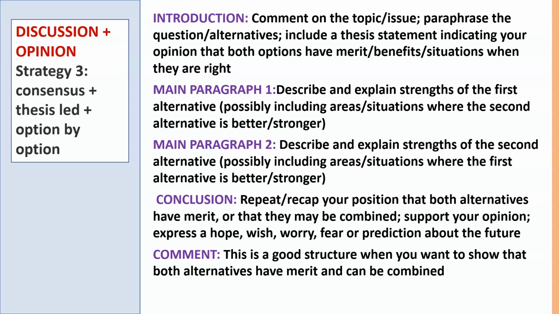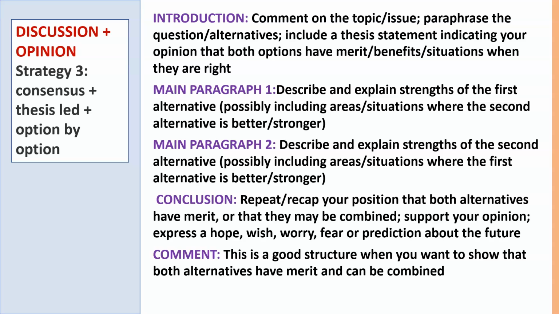and again, maybe including areas or situations where the first one is better or stronger, and then in your conclusion, you can repeat your position. That's the position that we gave in the introduction, that both alternatives have merit, or that they may be combined, and you might support this and express a hope, a wish, a worry, a fear, or a prediction about the future. And this is a good structure when you want to show that both alternatives have merit and can be combined. And a lot of people like to get their position in the introduction, so they like to write consensus essays, and they like to write consensus essays which are thesis-led.